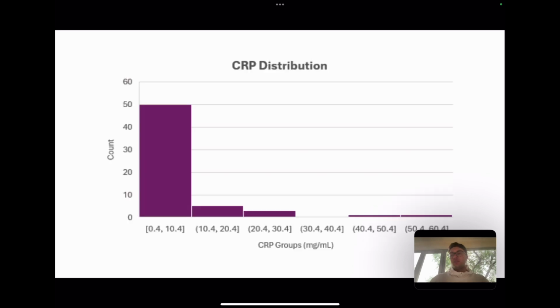This histogram shows a sharp peak at the lower end, meaning that most patients have low CRP levels. As CRP levels increase, the number of patients decreases. Only a few patients have very high CRP levels.